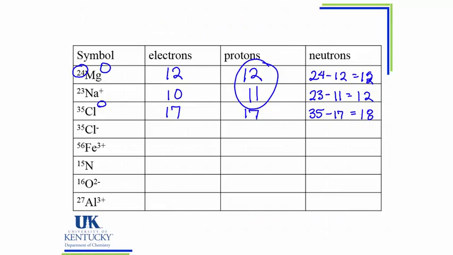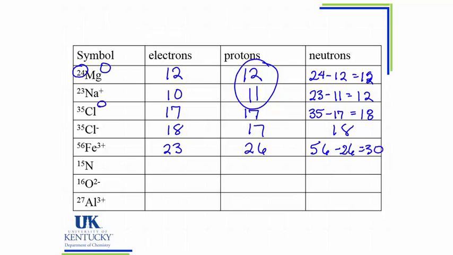Let's finish up this grid. I hope that you finish it on your own, but if you want to check your work, you can look here at what we have. We already did the 18, 17, 18. Let's do the iron. Iron has an atomic number of, if you look at a periodic table, 26. If it's got a +3 charge, it has to have 3 fewer electrons. And then we would have 56 minus 26, that would be 30 neutrons.